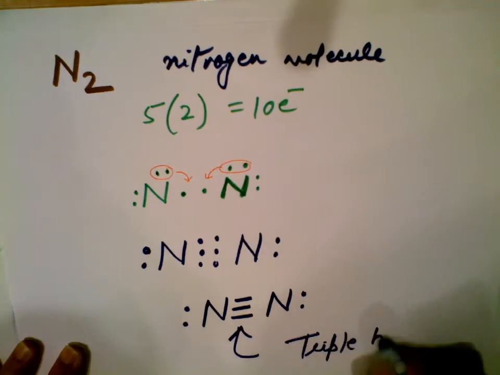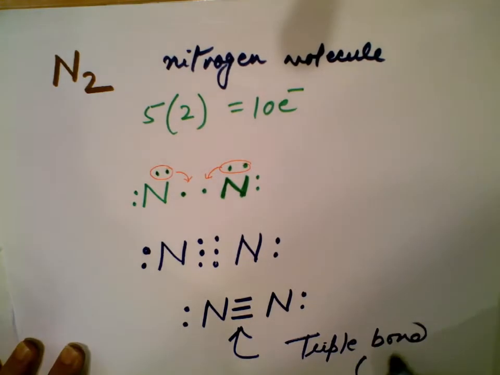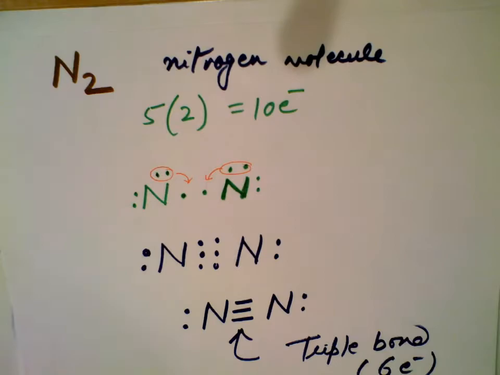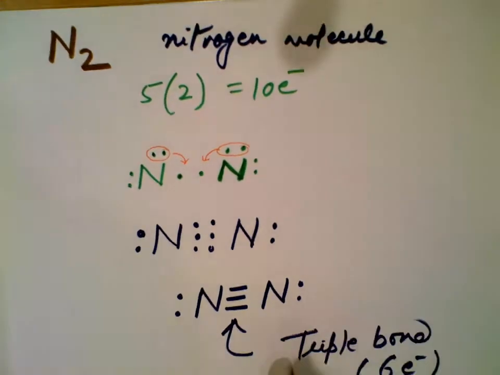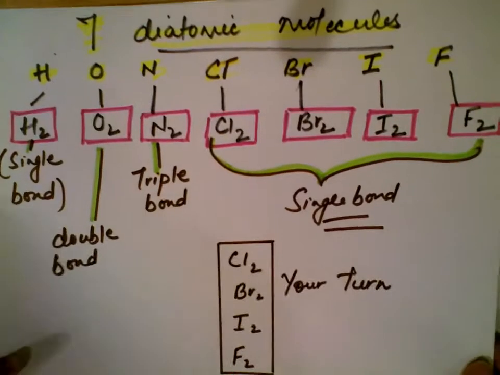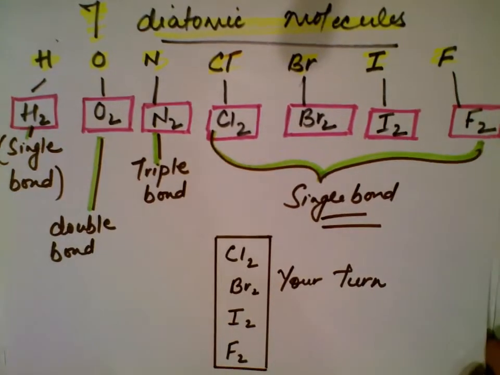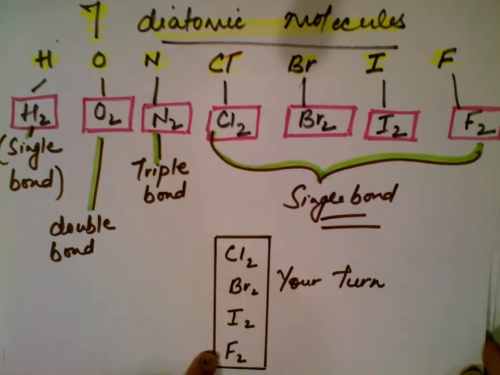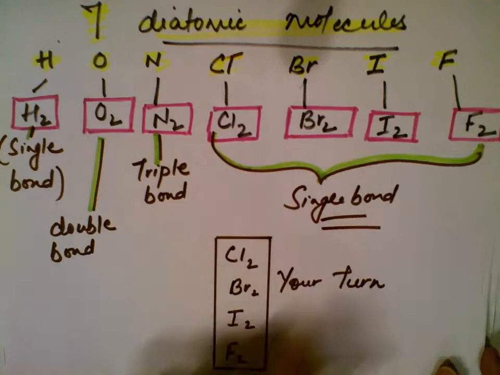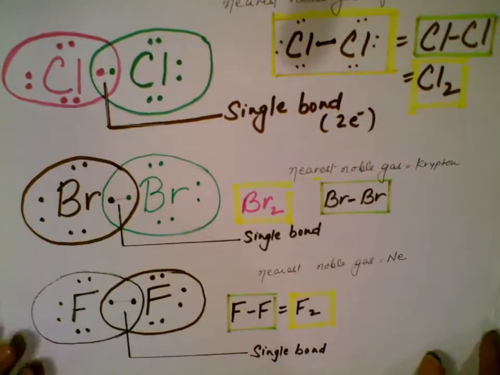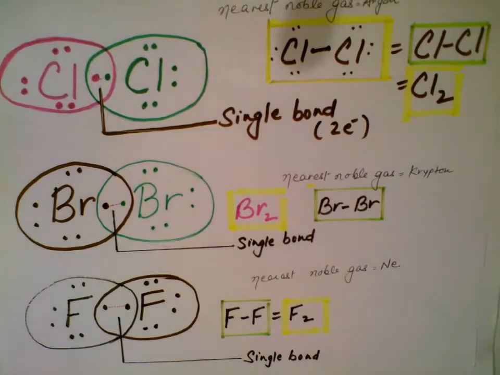See the difference? We are using 6 electrons here. So this is different. It has a triple bond. So these were the examples from the 7 diatomic molecules that make the shape of 7 on the periodic table. We did hydrogen, we did oxygen, we did nitrogen. I want you guys to try chlorine, bromine, iodine, and fluorine, and they have a single bond. Now after you have tried, if this is what you got, that means you are understanding what's going on.